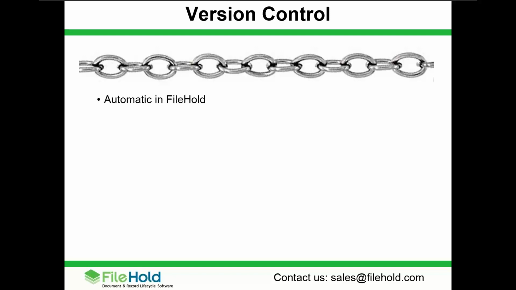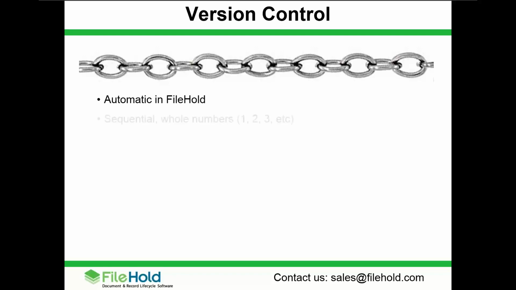So version control is automatic with FileHold. As soon as you add something into the system, it's immediately under version control. They automatically become 1. Now 1 is, by the way, a default. There is a setting, so you can make an initial version a 0 if you wanted to, but for the most part, out of the box, any document you add into there will be 1, or whatever your starting number is.